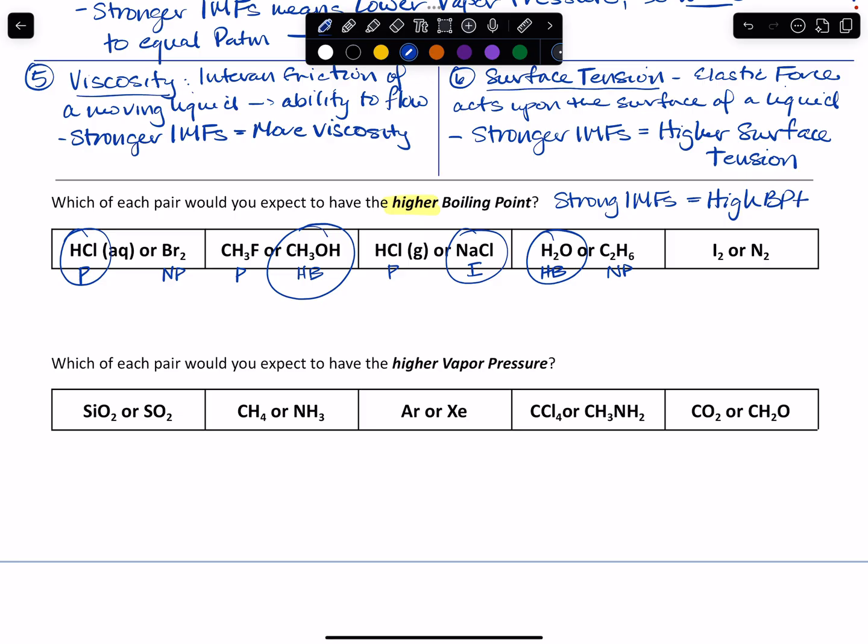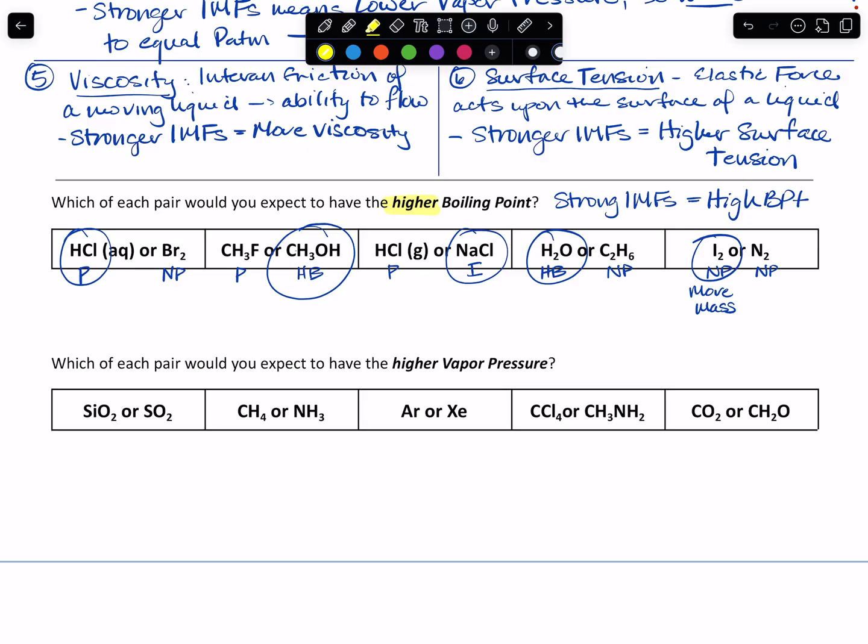All right, I2 and N2. Now, both of these are nonpolar. So then it comes down to polarizability. Which one is more polarizable? That's the one with more mass. This one, I2, has more mass. So it will be the stronger intermolecular force. Now, those are weak dispersion forces, but still.